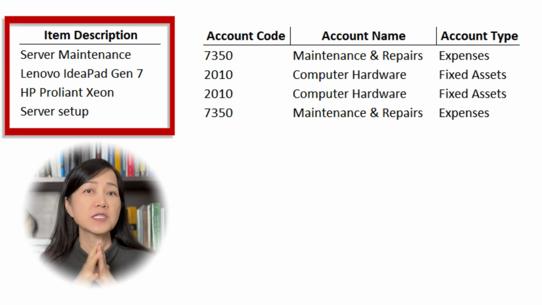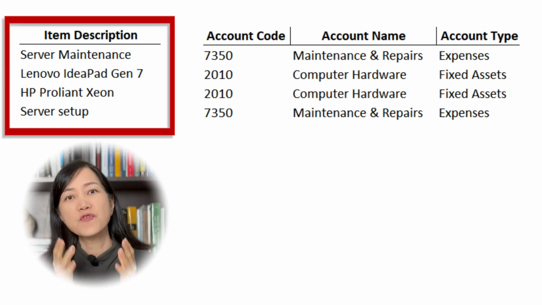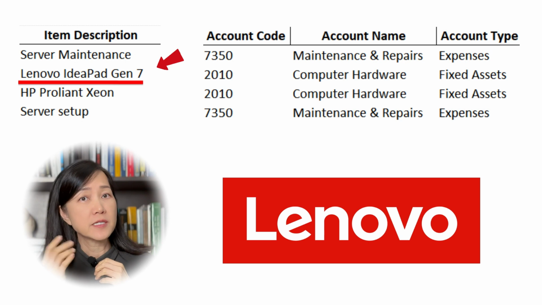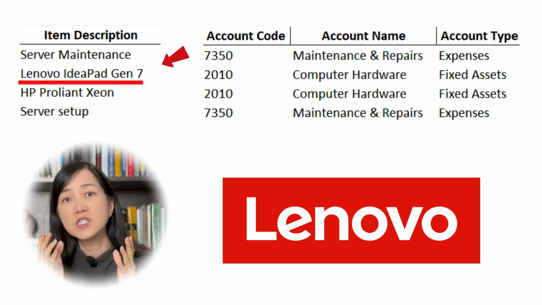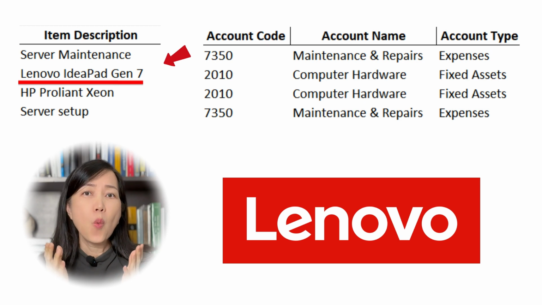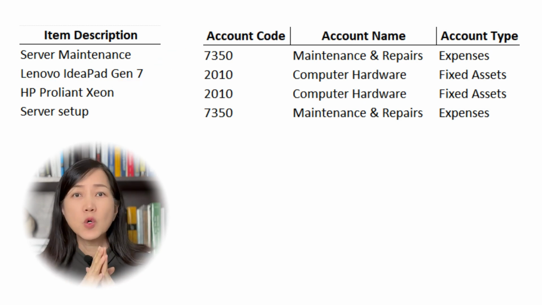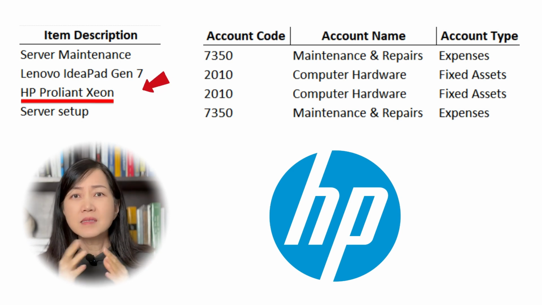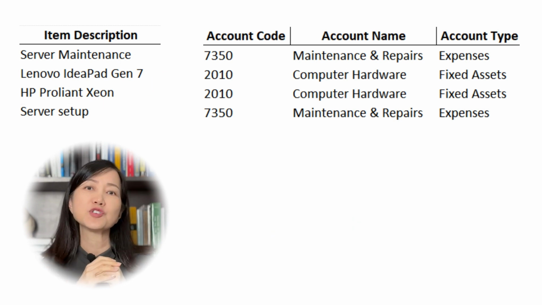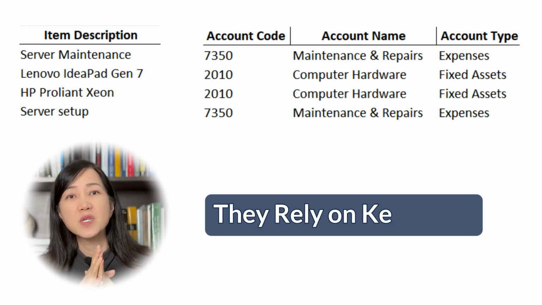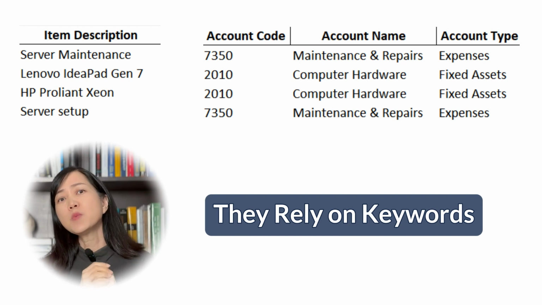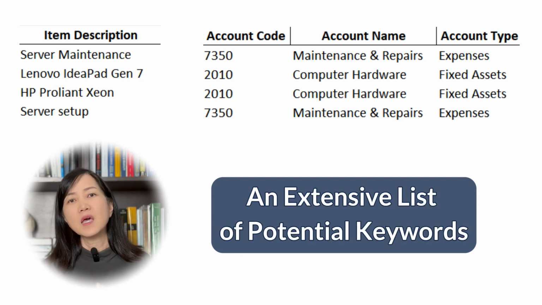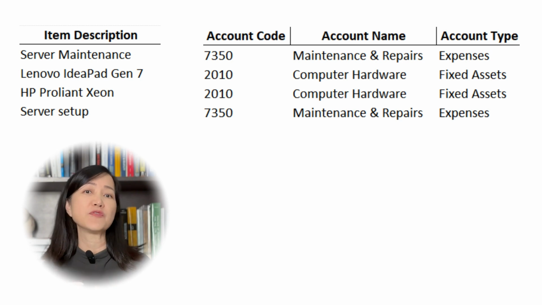Let's dive into invoice descriptions, which are often written as free-form text by suppliers. Take this example. You see a Lenovo IdeaPad Gen 7. Unless you know that Lenovo is a computer brand, it's hard to know what this item really is. The same goes for the HP ProLiant Xeon. It's actually a computer server. This kind of situation presents a challenge for traditional software because they rely on keywords to find matches. The problem with keyword matches is you need to create an extensive list of potential keywords. Capturing all the possible keywords is really difficult.